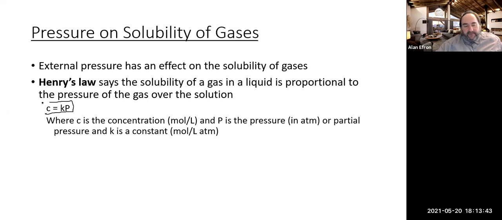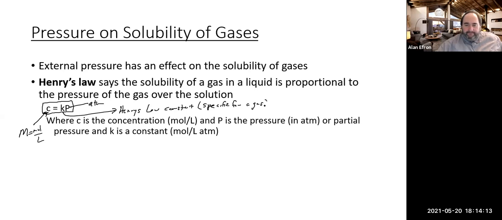Sometimes people use some different symbols, like molarity instead of C. But C is the concentration, which is basically the molarity, our moles per liter. P is the pressure in atmospheres. And K is a constant, Henry's law constant. And it is specific for the gas.